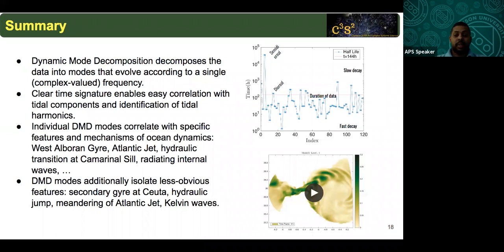Then we show that individual dynamic modes correlate with specific features and mechanics in ocean dynamics, such as the Western Alboran gyre, Atlantic jet, hydraulic transition, and radiating internal waves. Next, we can use this algorithm to further identify some hidden features, or less obvious features, like the secondary gyre, the hydraulic jump, meandering of the Atlantic jet, and Kelvin waves.